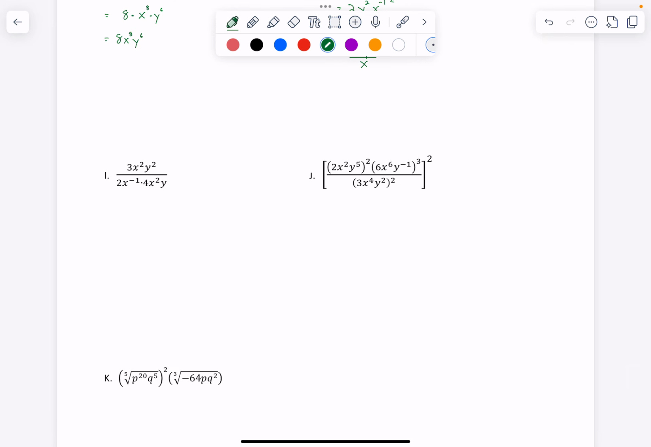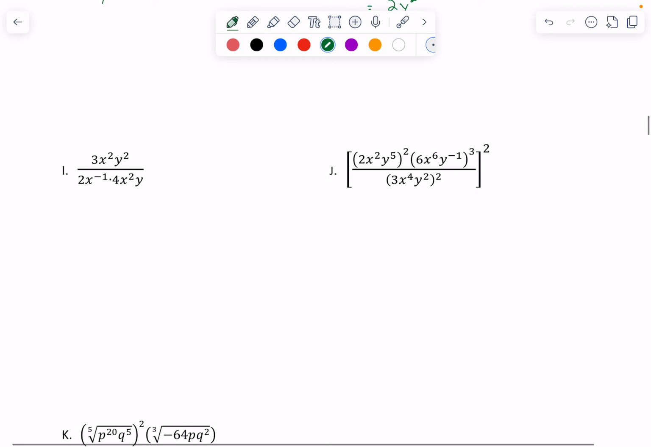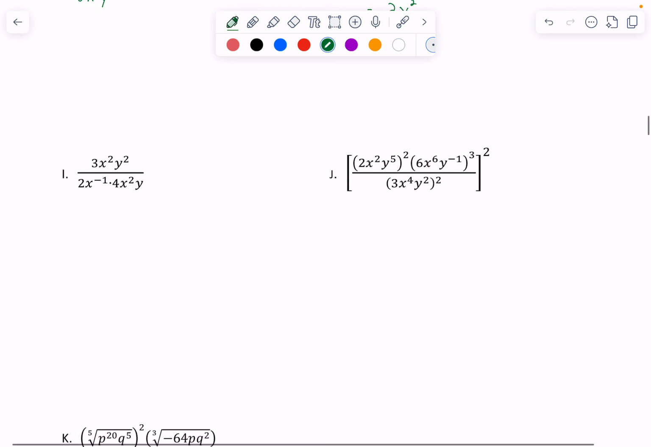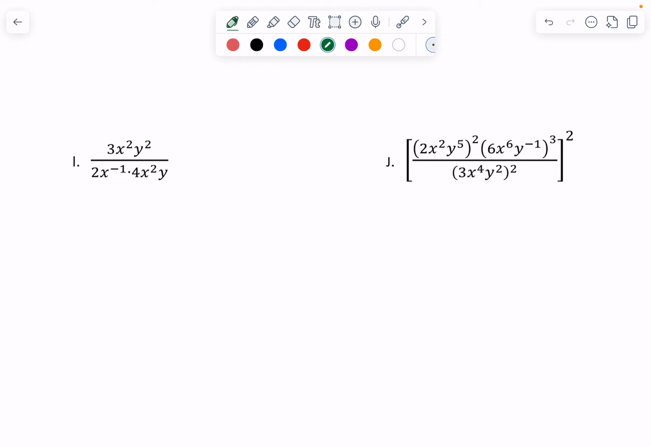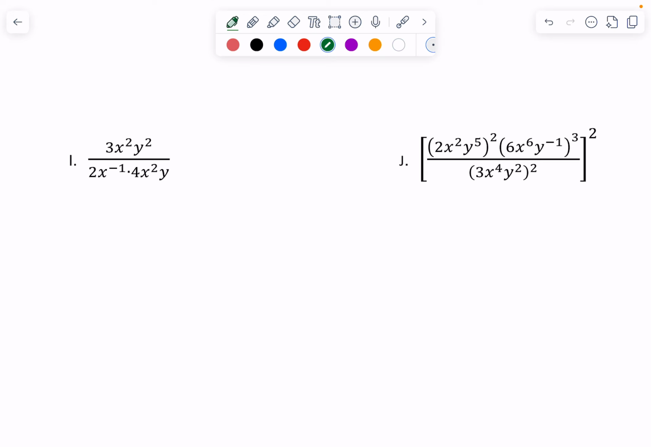Okay, so 3x squared y squared divided by 2x negative 1, 4x squared y. And again, these properties, everything I'm showing you right now, only works because everything is being multiplied or divided, okay? If at any point, for example, let's imagine I rewrote this as 3x squared y squared, and on the bottom, let's just imagine this problem is split up with these.